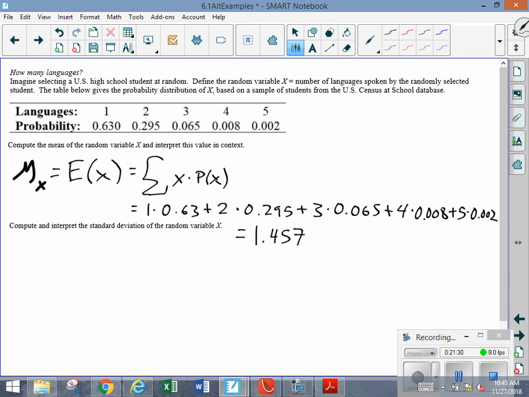What does that mean? So what were we talking about? We're talking about selecting a U.S. high school at random. These are the number of languages spoken by a randomly selected student. So what does that mean? That means that if we were to select a bunch of students at random from different high schools, we would expect them to speak around 1.5 languages.